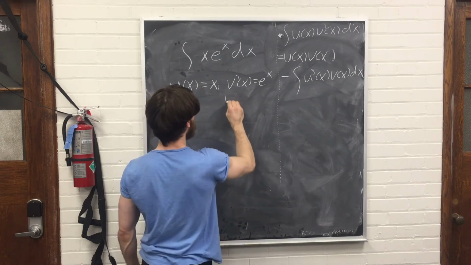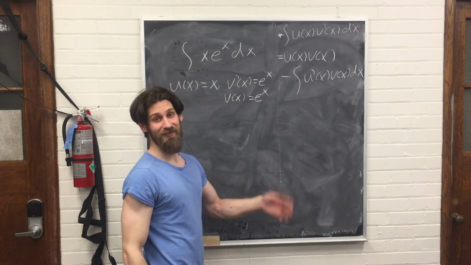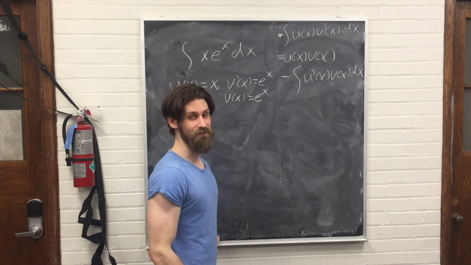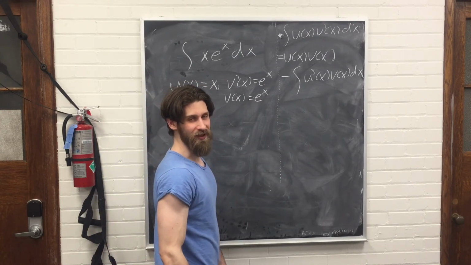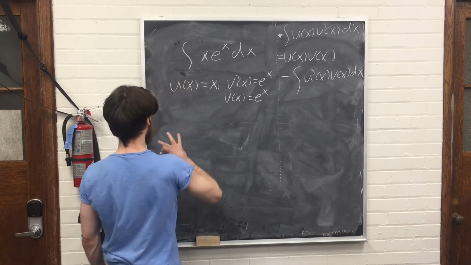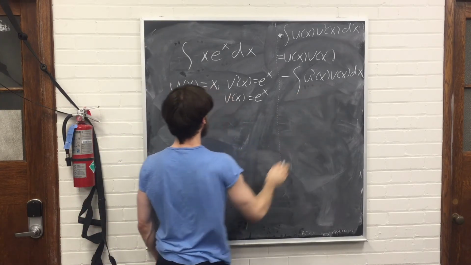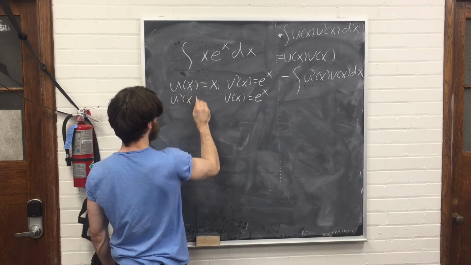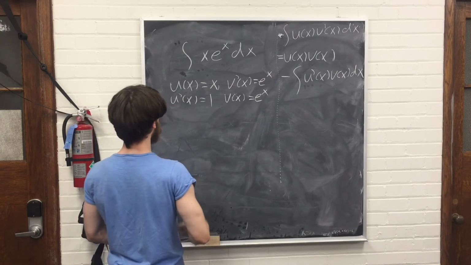So v of x is just e to the x, right? The derivative of e to the x is e to the x, hence the integral of e to the x is e to the x. Got it? Now, the second thing we need to do is compute u prime. So u of x is x, so u prime of x is just 1. Okay, so now we can use integration by parts.